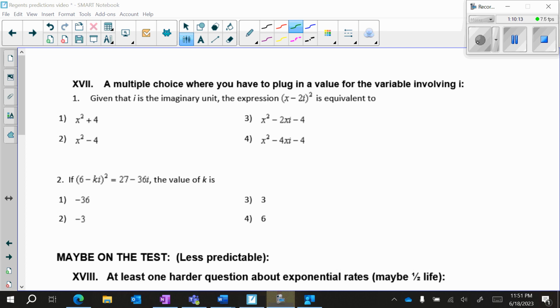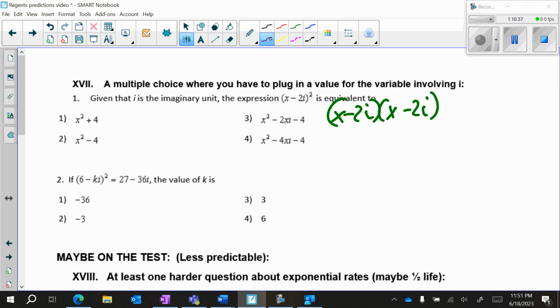Another thing that I put money on is going to be on this test is they're going to give you one with an i involved where you have to either do it out by hand or you could plug in a value. So if you look at number 1, we could do this by hand. If you did it by hand, you would do x minus 2y times x minus 2y using the box method, all right? But it could get a little ugly.